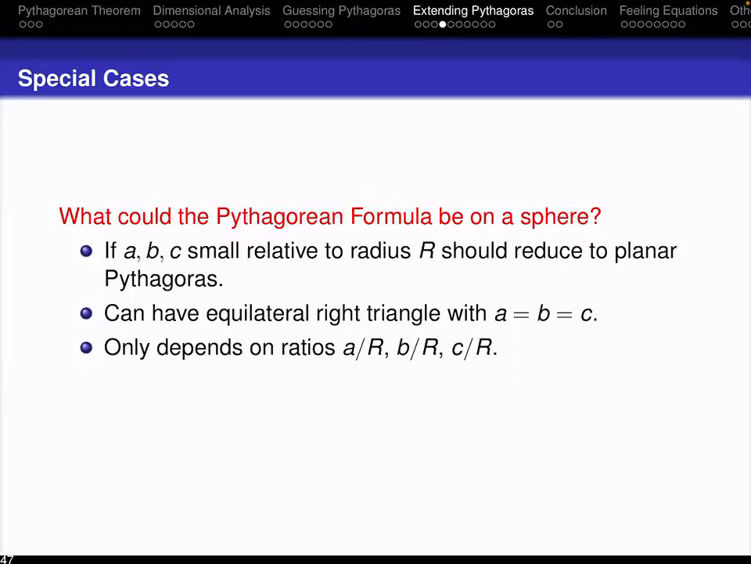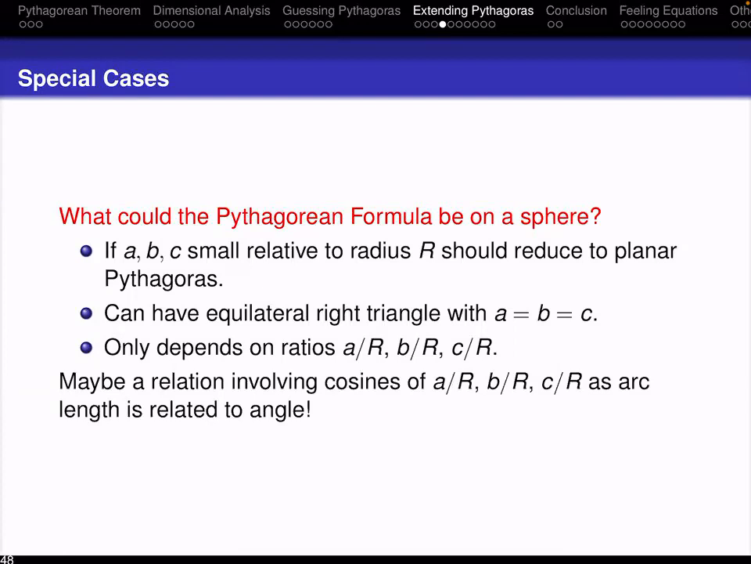It's sometimes better to keep the R there. Maybe big R is going to infinity just because it might be easier to visualize. And I want to look at what happens in the limit as A, B, and C are very small relative to R. So A over R, B over R, C over R are all going to be small quantities.